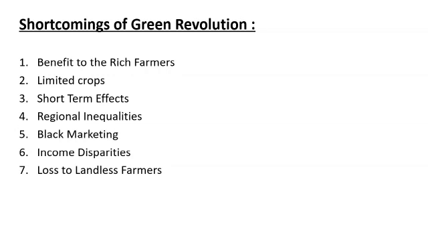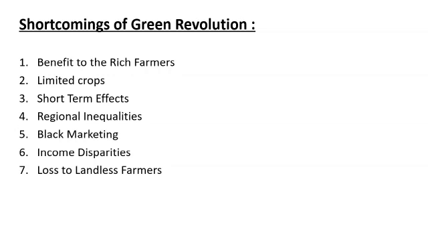Number 5, black marketing. The Green Revolution increased the demand for modern inputs like high-yielding varieties of seeds, fertilizers, equipment, etc. In fact, demand increased more than that of supply. As a result, the farmers used to buy these inputs from the black market. So, black marketing tendencies increased.